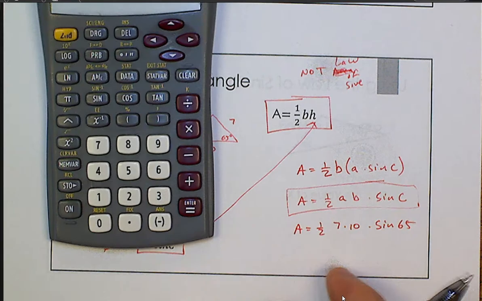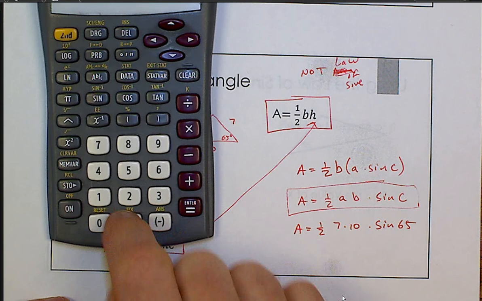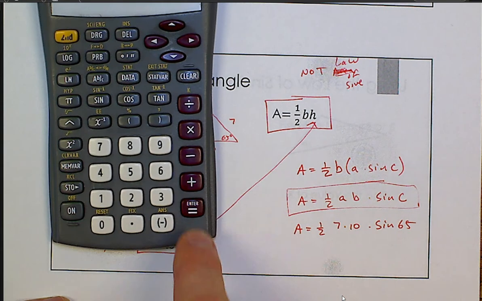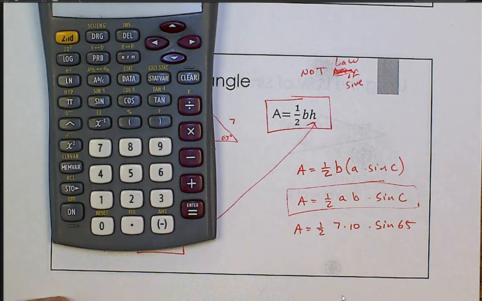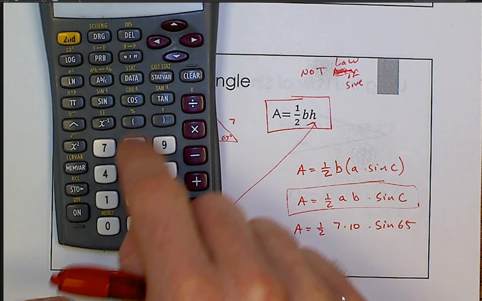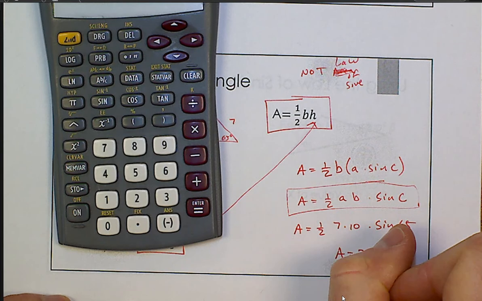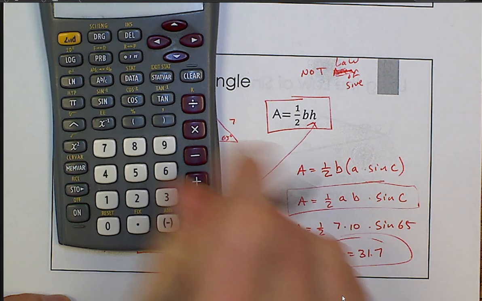So we would just go 0.5 times 7 times 10. I always like to hit equals after that, and then times that by the sine of 65. Again, if you're using a graphing calculator, make sure you're in degree mode, so the area of this triangle would be 31.7. Okay?